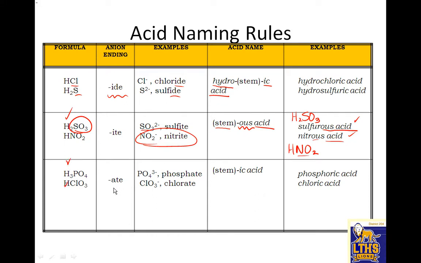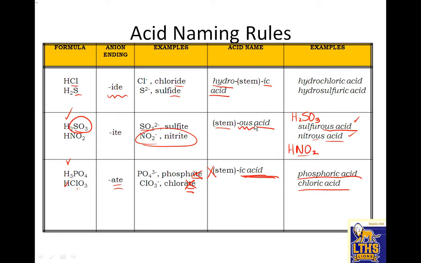I know it's an acid, it starts with H. Then if the anion, the second part of the compound, ended in -ate, I just put -ic acid, no prefix. So PO4 negative 3 is phosphate, so I drop the -ate and put -ic acid, and it's phosphoric acid. ClO3 is the second part of this acid. I know that's chlorate, so I drop the -ate and add -ic acid. It's chloric acid.